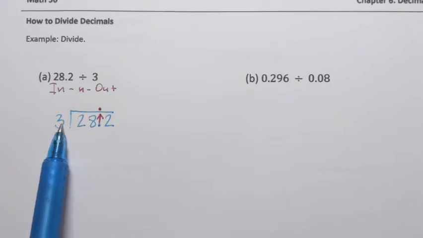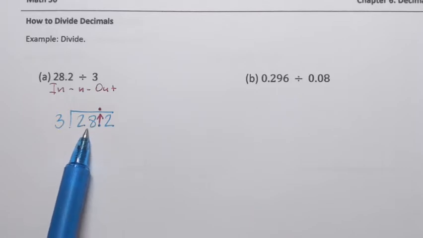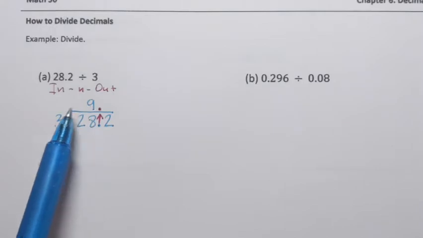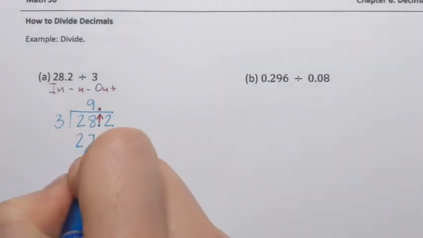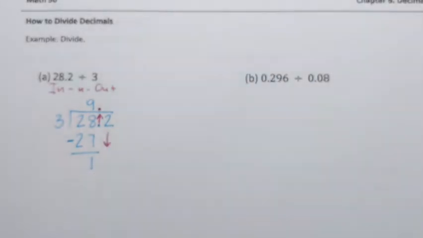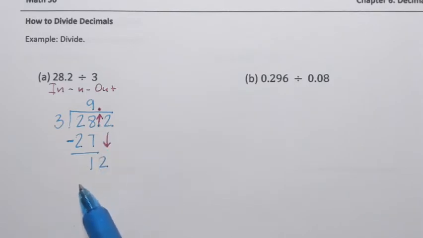I know that 3 does not go into 2, so I pick up both numbers 2 and 8, and I'm thinking, how many times does 3 go into 28? Well, that's 9 times. I place 9. I multiply 9 by 3, that's 27. I subtract. I get 1. And then I bring down the next digit. And as you can see, I don't have to worry about the decimal point. I already placed it, so I just need to continue dividing as I divide integers.